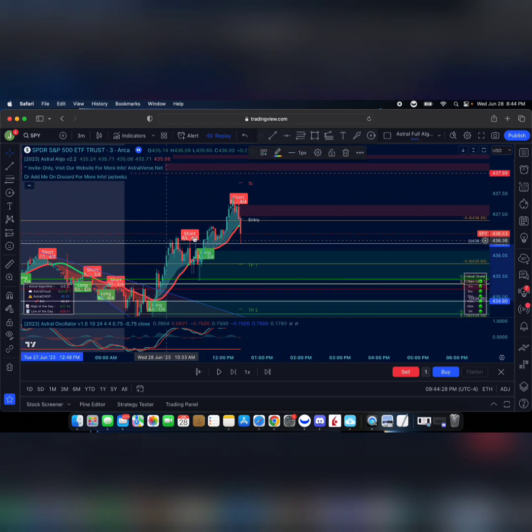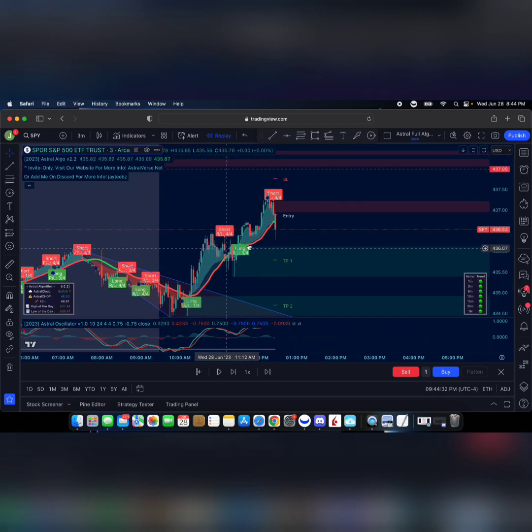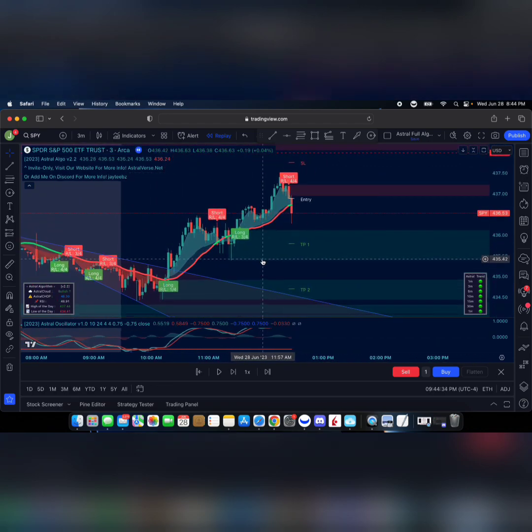See, this is why I like to use the fibs along with the algorithm, because the algorithm gives me another confirmation. The fibs is a great tool to use every time. I'm telling you.